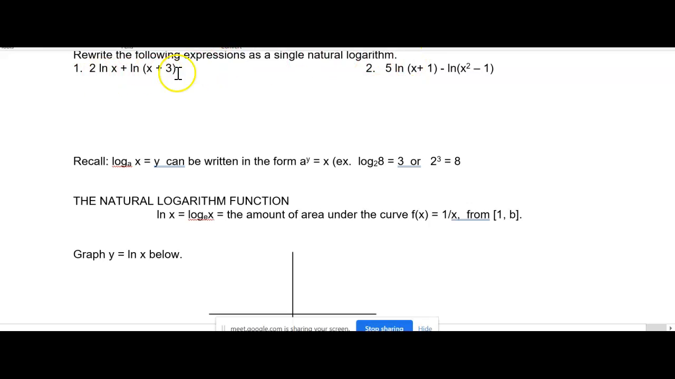I want you to write these two expressions using a single natural log, using those properties that we just reviewed at the top. All right. So we'll go through this first one. All that's going to tell us is we want to take this 2 and make that the power of our x. So that becomes the natural log of x squared. And then we would still have plus the natural log of x plus 3.